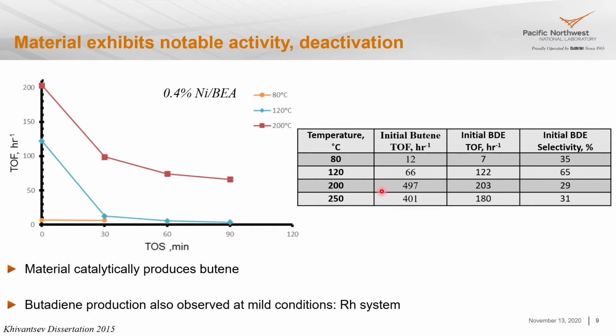Notably, we're also observing the formation of butadiene through the dehydrogenative coupling of ethylene. And those selectivities range from about 30 to 60% depending on the reaction conditions. It should be noted that the production of butadiene from ethene on zeolite-supported metals has been previously shown for a rhodium system by Kavantsev in his dissertation.